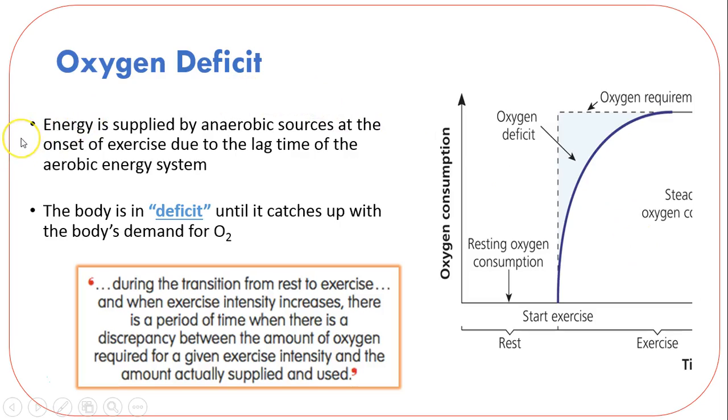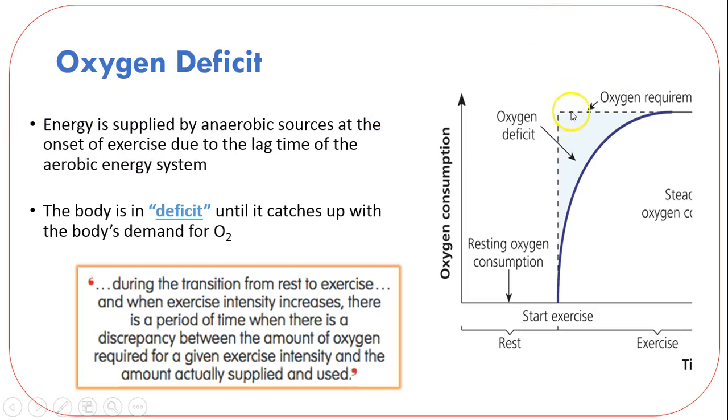So when energy is supplied by our anaerobic energy systems, so when we rely on our PC system and our anaerobic glycolysis system, it's because there is a lag in how long it takes for our aerobic energy system to reach its peak power. So during this lag, the body is in deficit in relation to how much oxygen it needs and what it can actually supply.